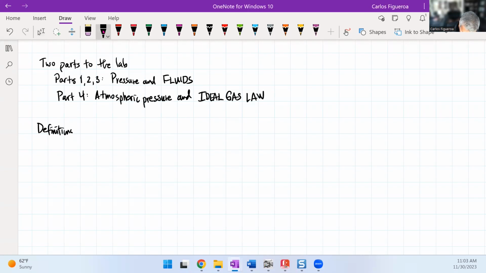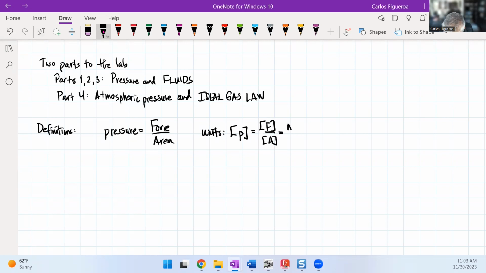make some definitions. The first definition is that pressure is defined as force divided by area. And so when you look at this, the units of pressure, they go by the symbol P. So it would be a unit of force and a unit of area, which would then be a Newton per meter squared. And this is defined in terms of a Pascal.